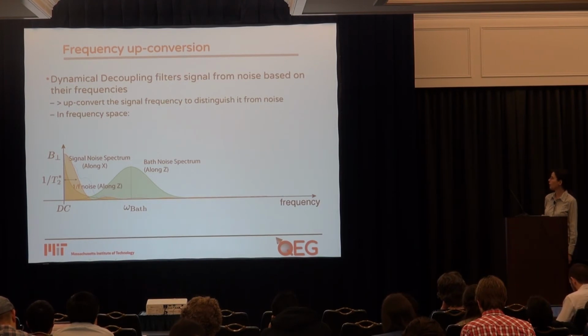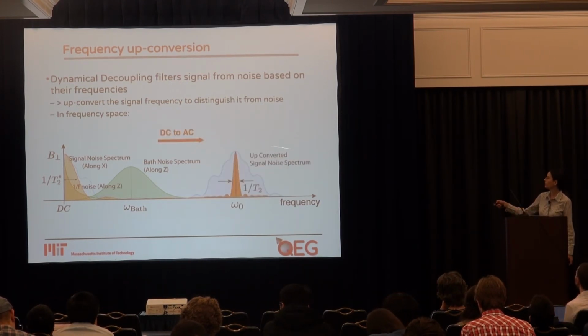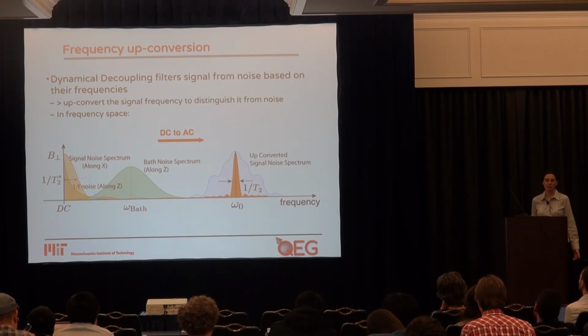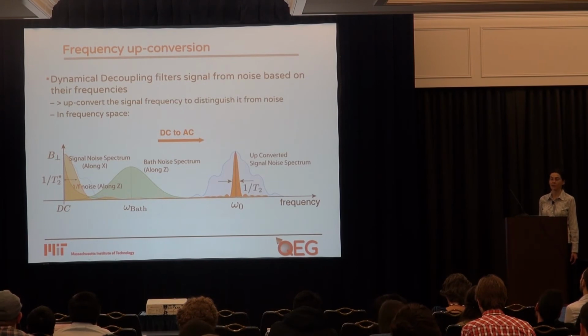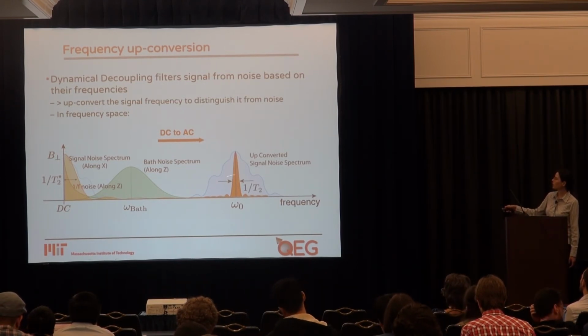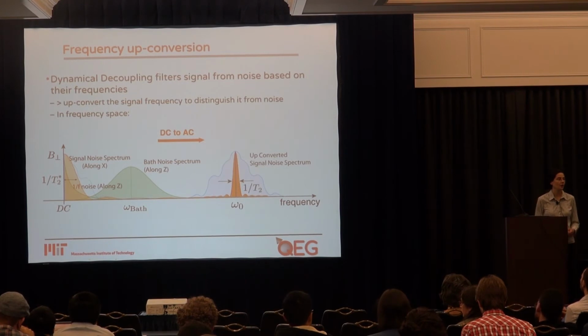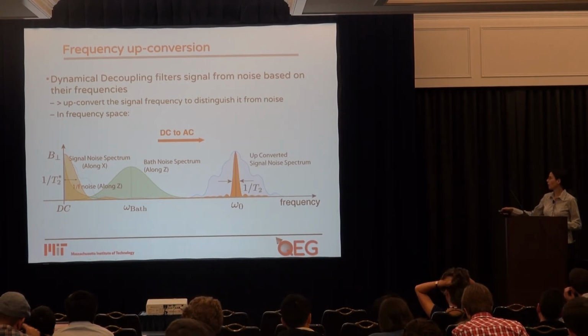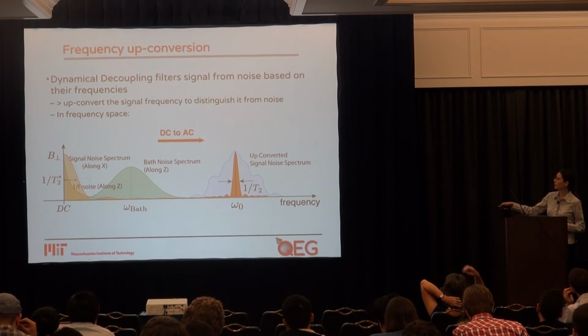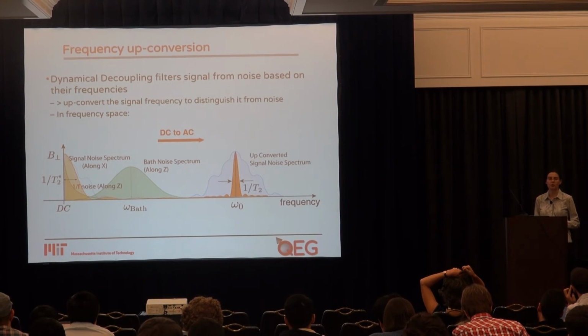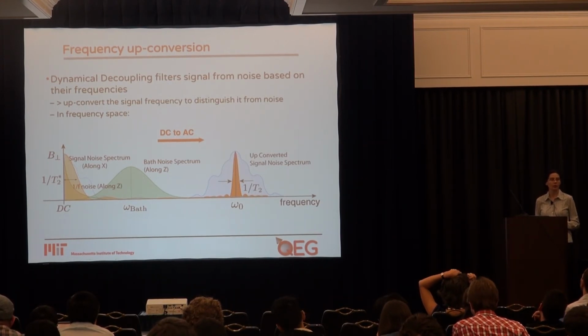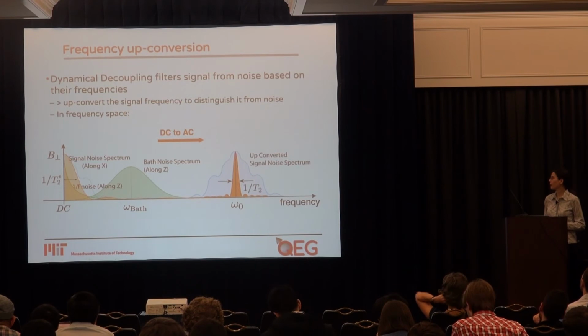Now if I'm able to upconvert my signal, what I can do is to bypass completely the 1 over f noise. I can shift to, for example, a higher frequency than the bath, which I have here. And at the same time, I'm also reducing the filter of my control, going from the larger 1 over T2 star width to a much smaller 1 over T2, the coherence time of your sensor under dynamical decoupling.